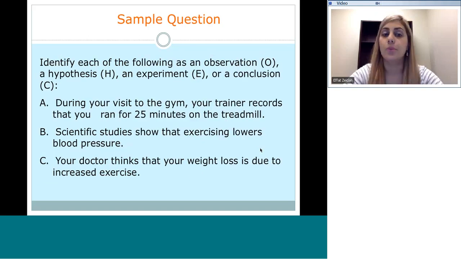Here's another sample question, and in the sample question you will be asked to identify each of the following as an observation, or a hypothesis, or an experiment, or a conclusion. If we look at option A, during your visit to the gym, your trainer records that you ran for 25 minutes on the treadmill. Option B, scientific studies show that exercising lowers blood pressure. Option C, your doctor thinks that your weight loss is due to increased exercise. So try to think about this question to yourself, pause the video before you look at the next slide.